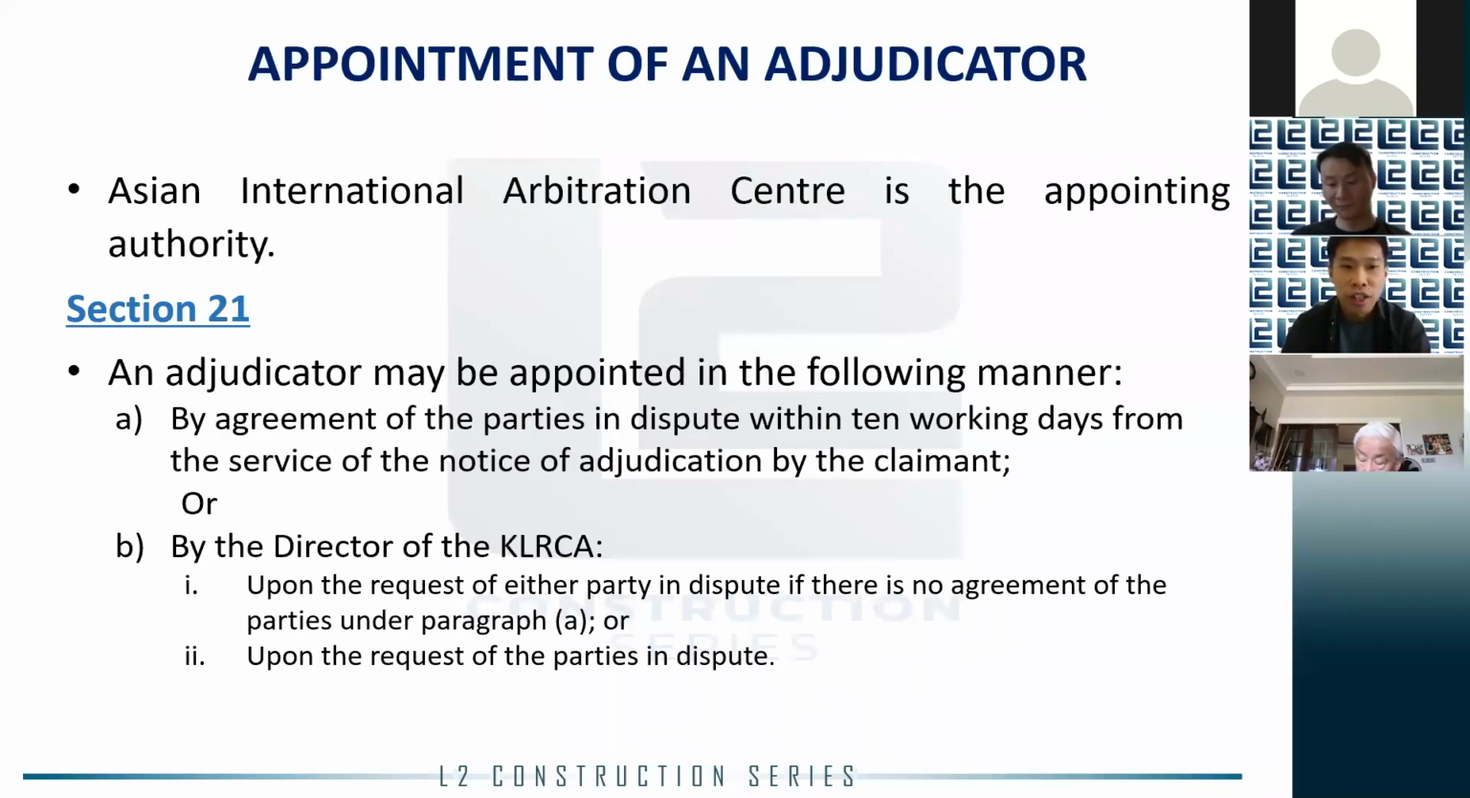Now, after registering your case, you want to have an adjudicator come on board for your case. Under Section 21, the appointment of the adjudicator can be made by the agreement of the parties or by the Director of AIAC when there is no agreement between the parties. It means neither of the party can unilaterally pick their own preferable adjudicator.